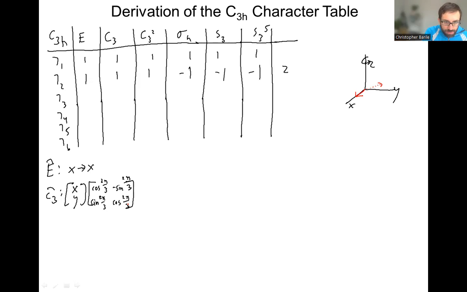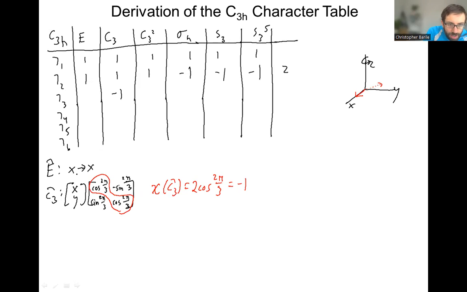Now we take the trace of this matrix to get the character. And the trace of that matrix is just cosine 2 pi over 3 plus cosine 2 pi over 3, which equals 2 times cosine 2 pi over 3. Cosine 2 pi over 3 is negative 1/2. So 2 times negative 1/2 is negative 1. So underneath here, we're going to get a negative 1. We just did that for C3.